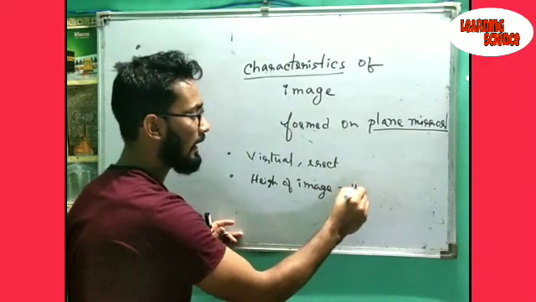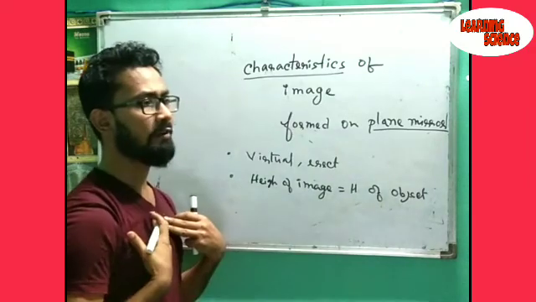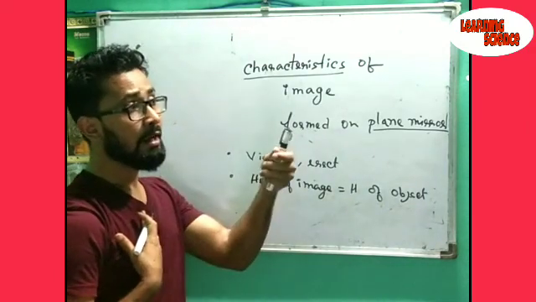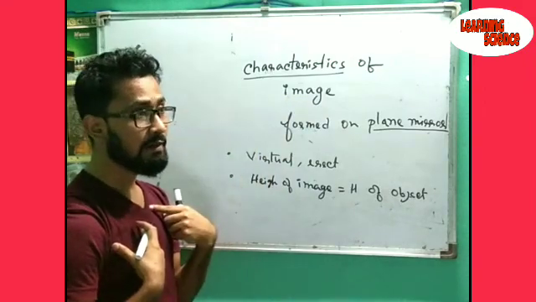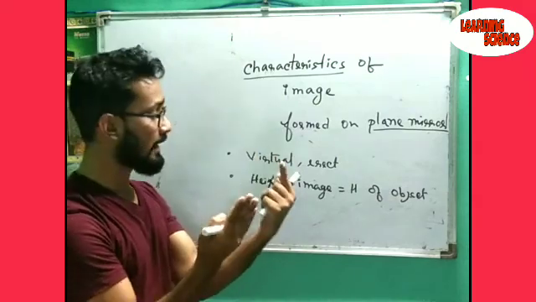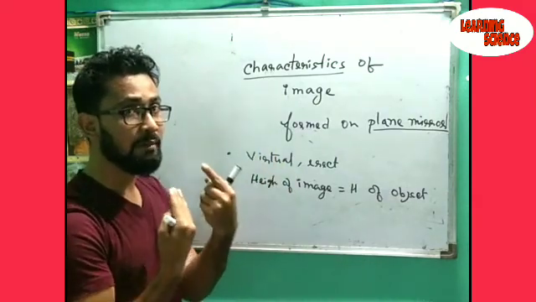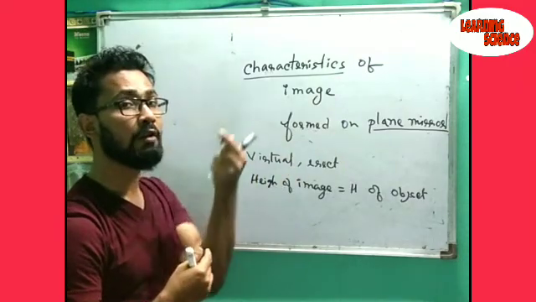The second very important thing is that the height of the image is equal to the height of the object. For example, if my height is 5 meter, then my image height will also be 5 meter. If I am 13 centimeter, my image will be 13 centimeter. Whatever the height of the image, the same will be the height of the object. So height of object is equal to height of image.